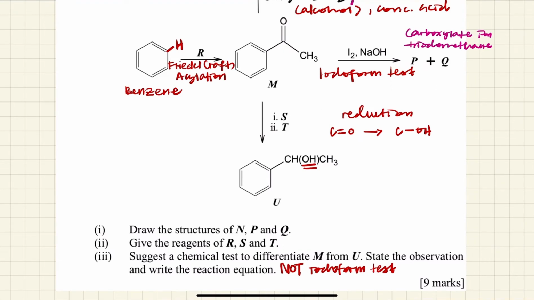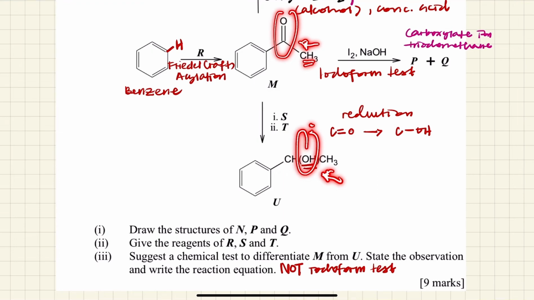And sorry, we have one more question, question 3. Suggest a chemical test to differentiate M and U. State the observation and write the reaction equation. So here we have M, C double bond O, and U, C-OH, your alcohol. If you look closely, you should notice that M is a methyl carbonyl, and U is a methyl carbinol.